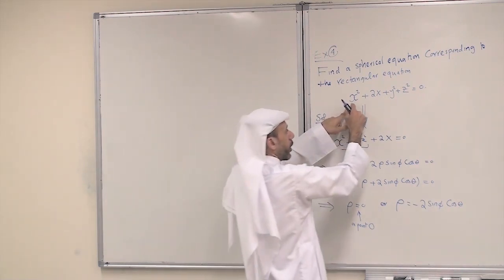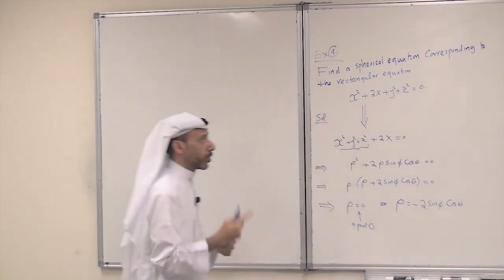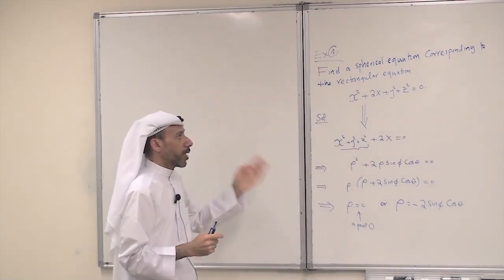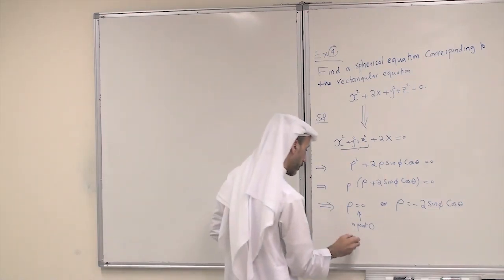Just complete the square in x. You add 1 and you add 1. You get a sphere with radius 1, center (-1, 0, 0). So it is not a point. So this is rejected.